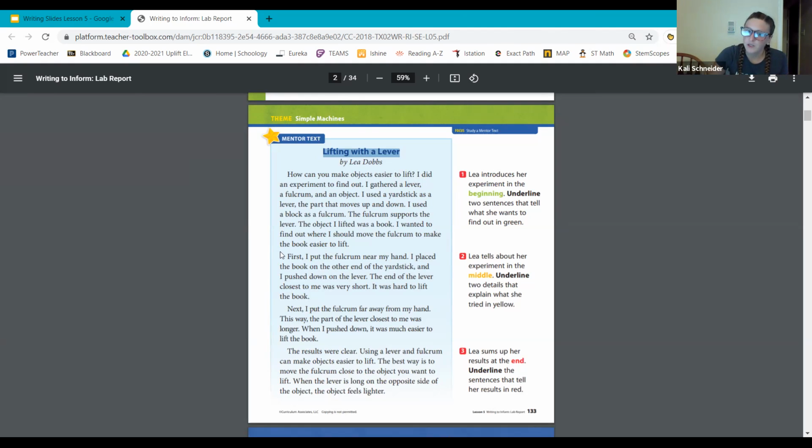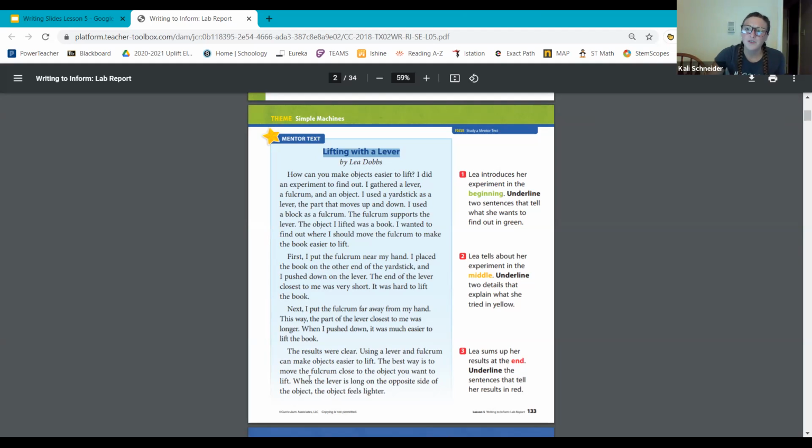The results were clear. Using a lever and a fulcrum can make objects easier to lift. The best way is to move the fulcrum close to the object you want to lift. When the lever is longer on the opposite side, the object feels lighter.